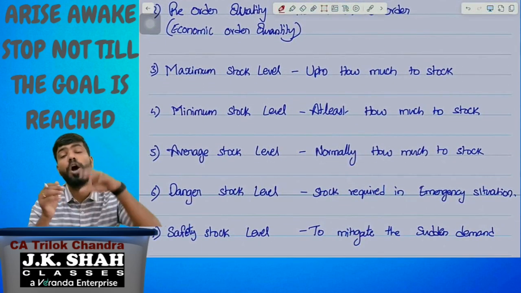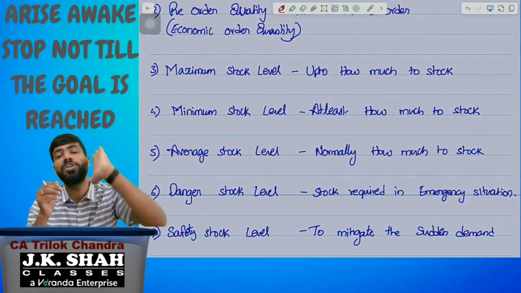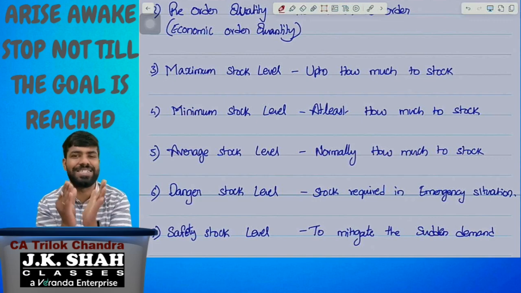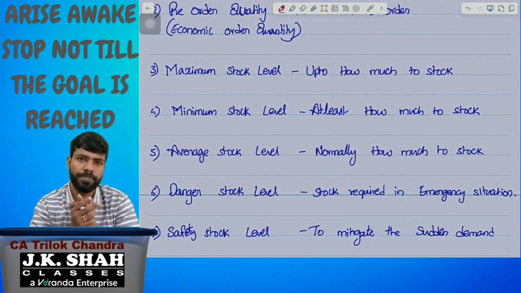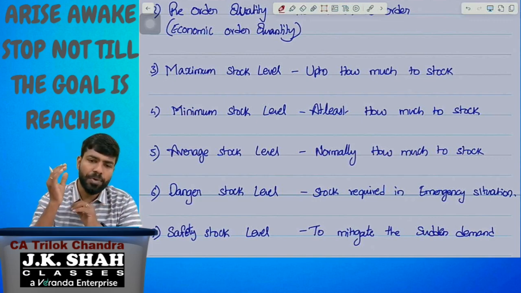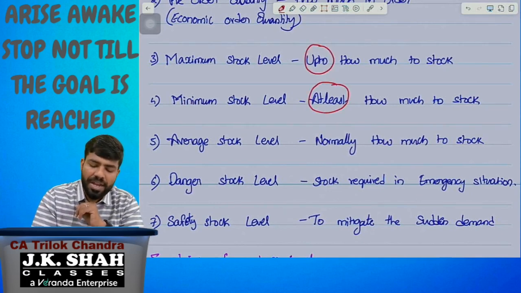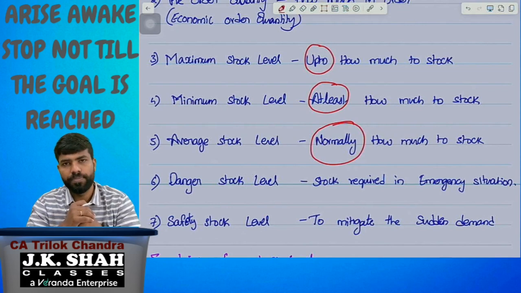Okay, now maximum stock level. Nothing but up to how much to stock. How much is the maximum that needs to be stocked? When it comes to minimum stock level, at least how much to stock? When it comes to average stock level, normally how much to stock. Look at the wording: up to how much to stock, at least how much to stock, normally how much to stock. This is maximum, minimum, average.